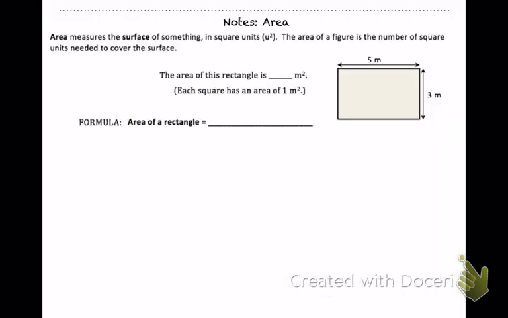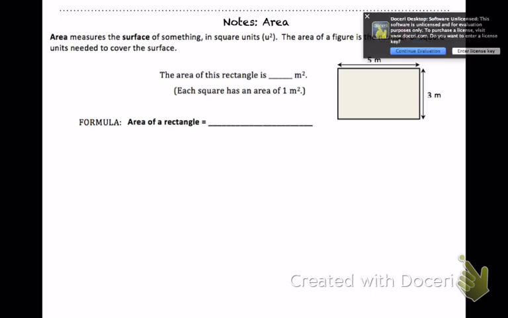So moving on, this is where you're going to be taking notes on your paper. It's on the 3rd page of your handout. Again, the definition is right there for your convenience. Area measures the surface of something in square units, U squared. It can also be in inches squared, centimeters squared, yards squared, whatever unit you want to replace that with.